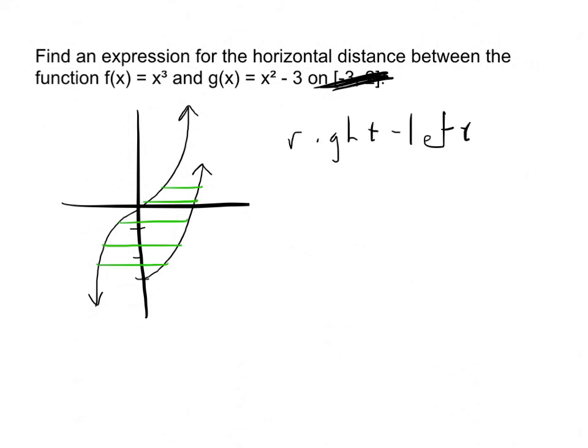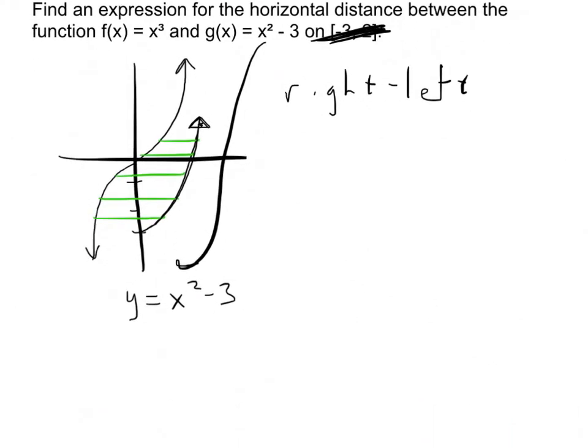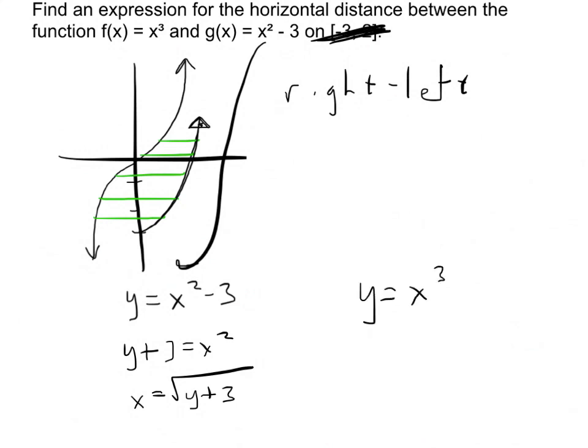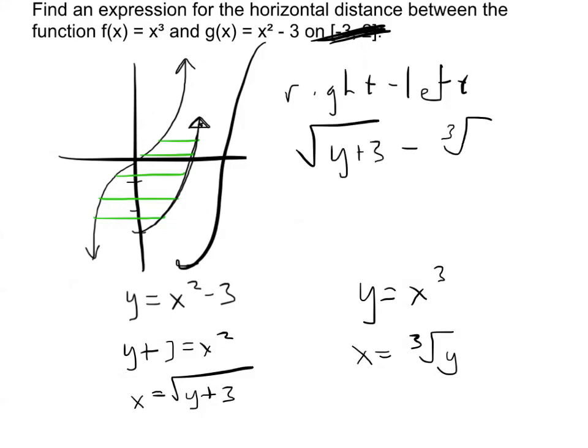My right function is this one, which is my square root graph, but I need that to be an x equals equation. So I'm going to shift this around a little bit. I'm going to make this y plus 3 equals x squared. So x is the square root of y plus 3. That's my right equation. My left equation was previously y equals x cubed. I'm changing that into x equals the cube root of y. And finally, I'm done with this one. My right function is the square root of y plus 3. My left function is the cube root of y.